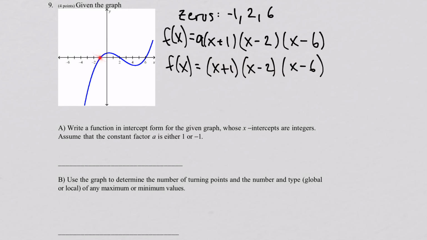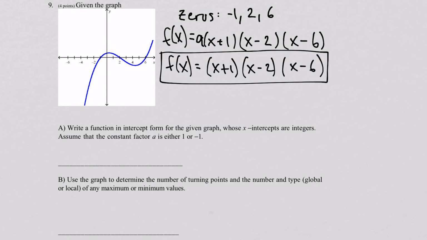What if it had touched at any particular point? Then that means that the multiplicity is even, which means that I would have to raise one of these to the second power, okay? Because the multiplicity would have to be even, so to the second power would make sense. In this case, I don't have to. This is it. It crosses at each particular zero, so the multiplicity is odd, which means that that is my final function.